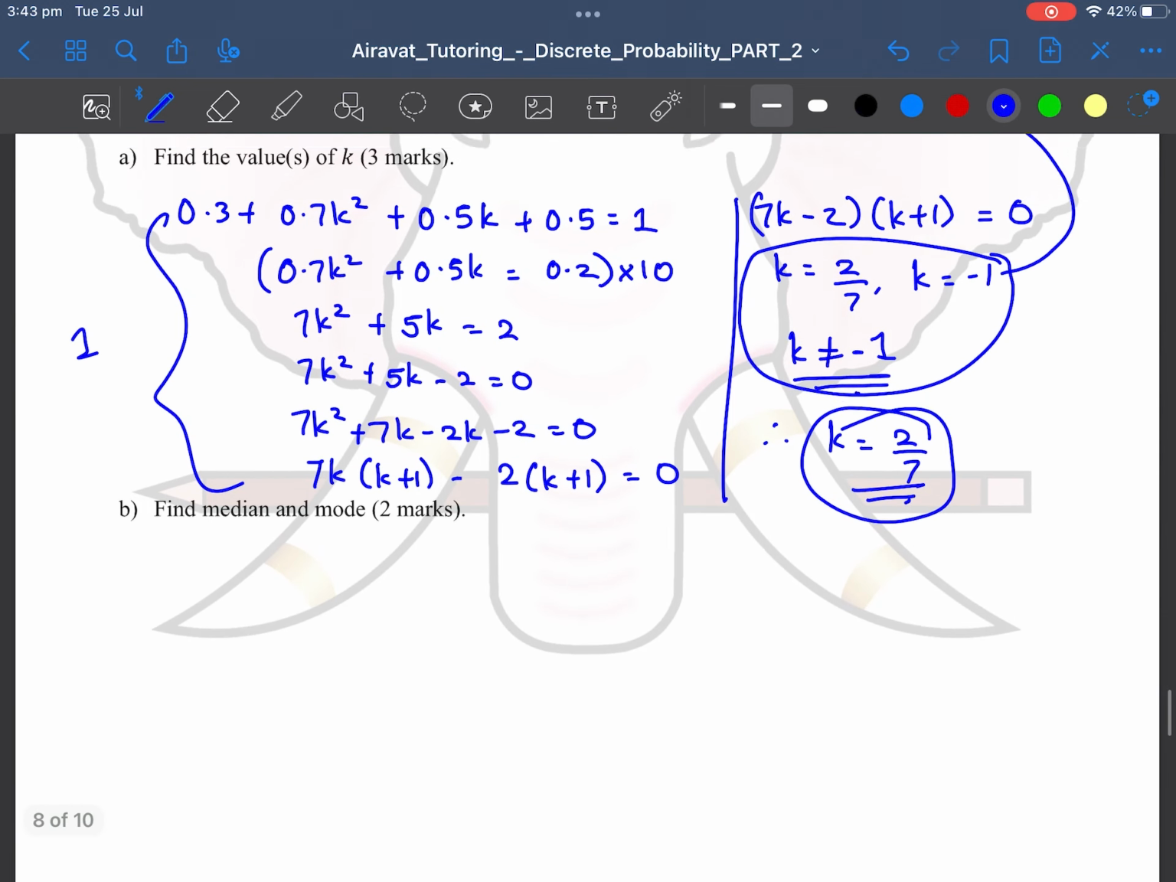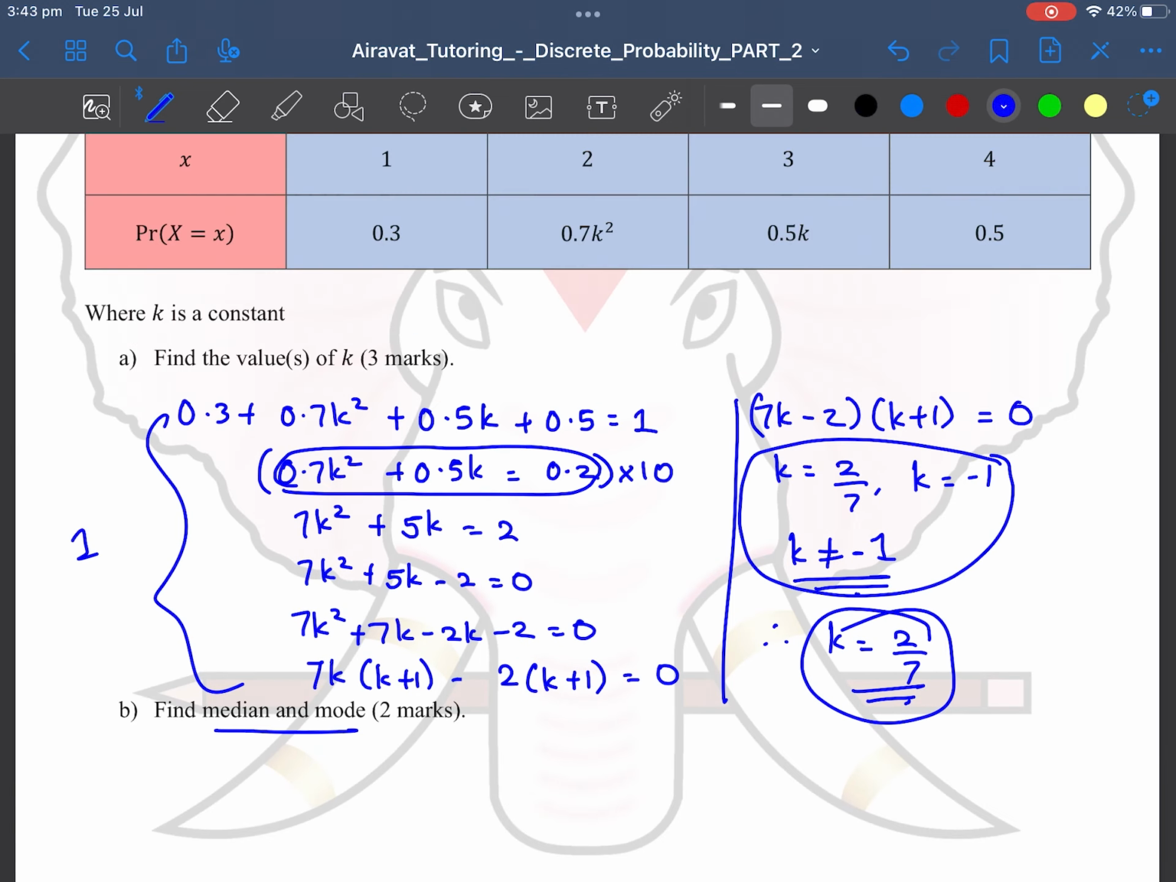Okay, find median and mode. Find median and mode. Well, this is going to be a pretty hectic task, right? To find median, we have to substitute the value of k in to get the values of probability over this and this. Well, no. The method is a lot more simpler than that. Well, how can we do that?